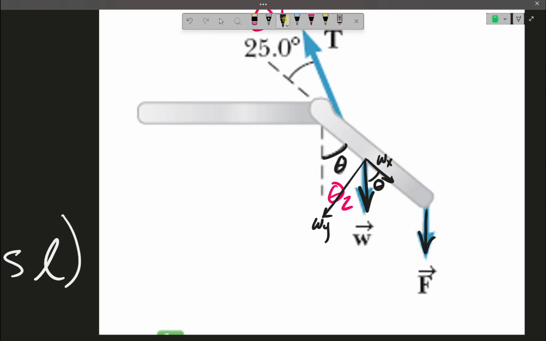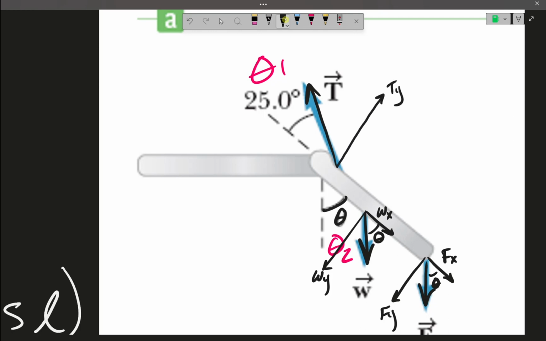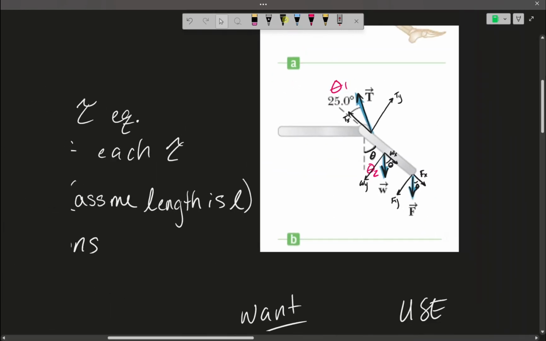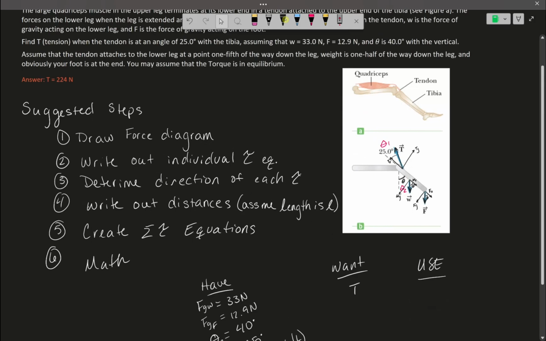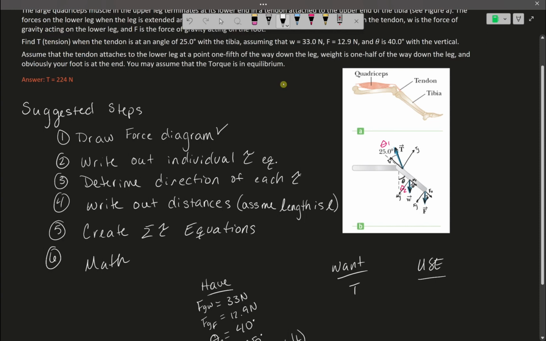Also, I have the foot, but I will have the X direction of the foot, I will have the Y direction of the foot, and I can assume that this is the same theta. The other thing I need to consider is this force due to the tendon, or tension of the tendon, and I will have the Y component and I will have the X component here. So I drew my force diagram. Great job. Now I'm going to follow my own instructions.